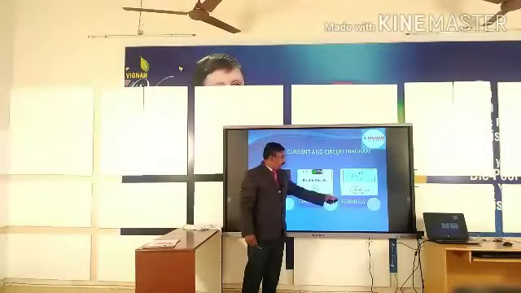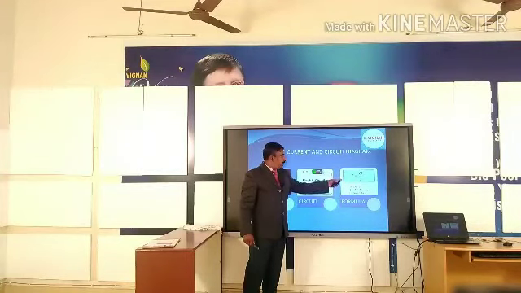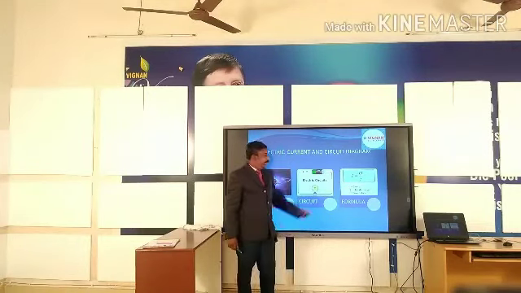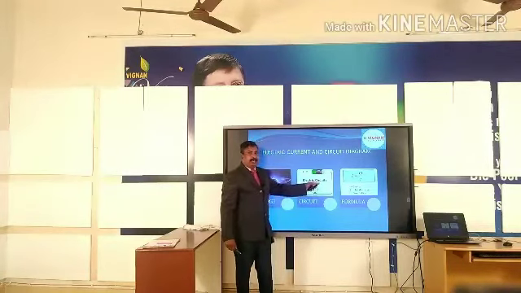So in the next topic, we are going to see the electric current formula. The total amount of charge passing through a cross section of area per unit time, we will call electric current, and its formula is I equals Q by T.